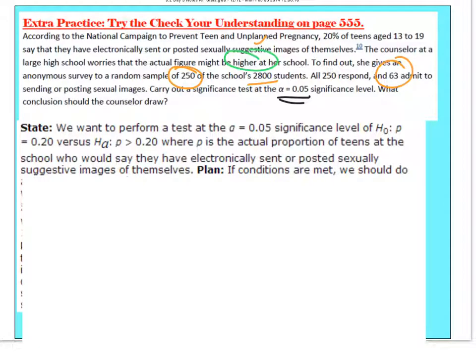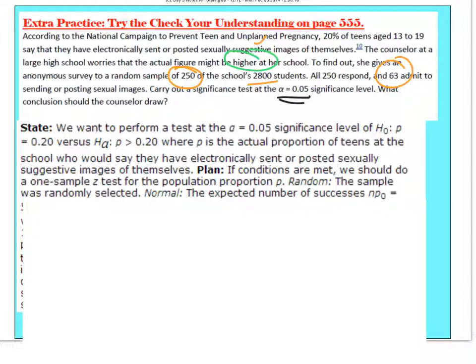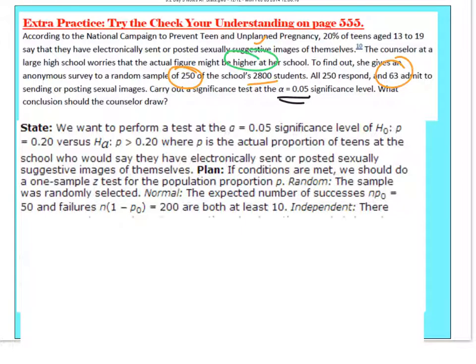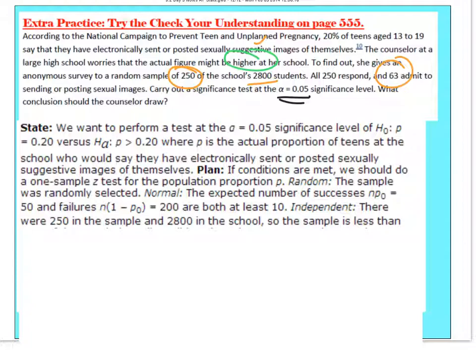Okay, for the plan, let's check the conditions. We are going to do a one sample Z test for the population proportion. Randomness is covered in here. For normality, n times p naught and n times 1 minus p naught are both greater than or equal to 10. Independence: there were 250 in the sample, which means I have to have at least 2,500 in my population, which I do, so we're good in meeting that condition. We can now move on to the do portion and compute the statistic.